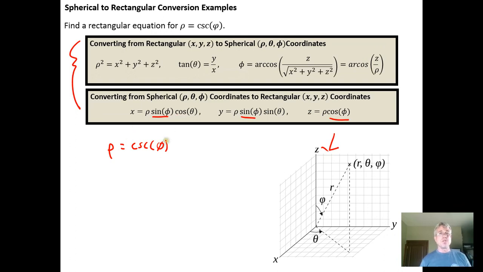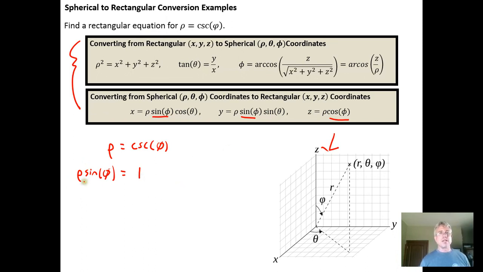And what I'm going to do is multiply both sides by the sine of phi. So I'm going to go rho sine phi, multiply the left hand side times the sine of phi. And I'm going to multiply the right hand side by the sine of phi, but the cosecant function is the reciprocal of the sine function. So when I take the cosecant of phi times the sine of phi, I just get a 1. When we take the product of reciprocals, we get 1.